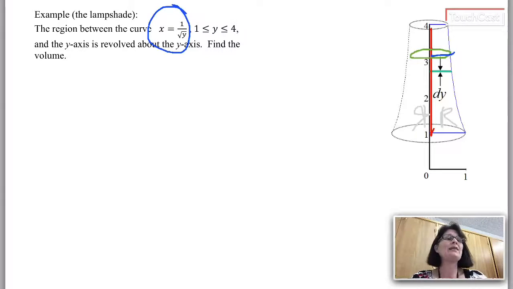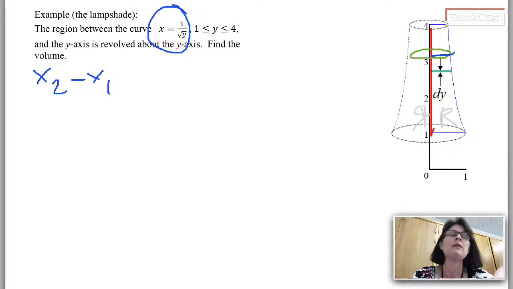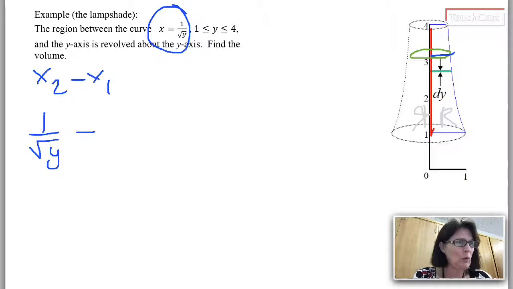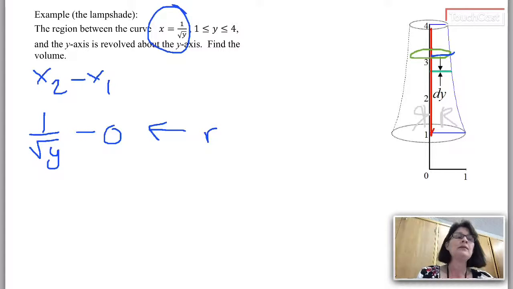So I noticed that if I'm supposed to subtract x2 minus x1, on the right-hand side, my x was 1 over square root of y. And on the left, my x was whatever the x is on the y-axis, but on the y-axis, x equals 0. So that's my radius.